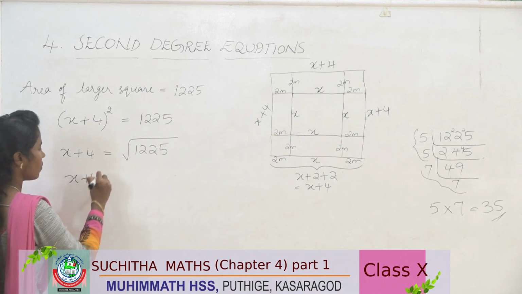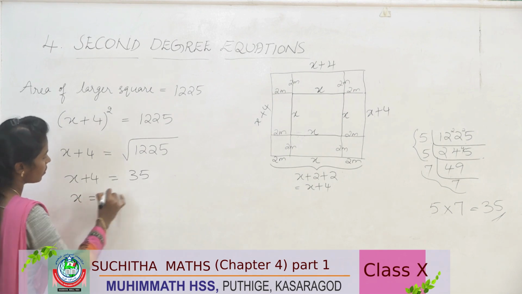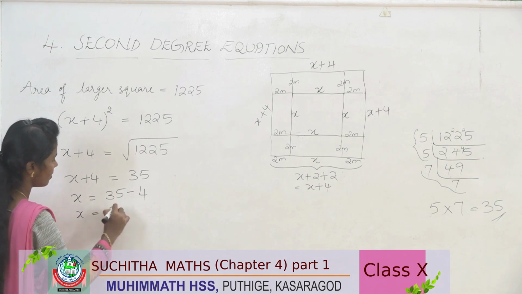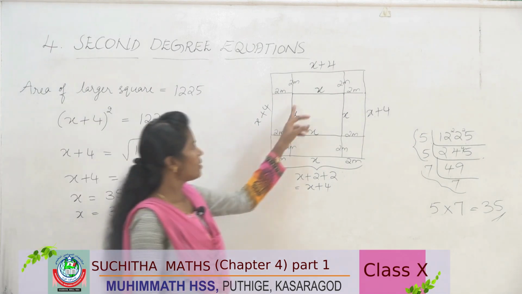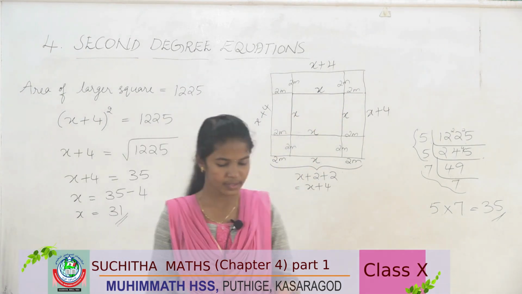x plus 4 equals 35. Therefore x equals 35 minus 4. That is 31. That is, one side of the smaller ground is 31 meter.